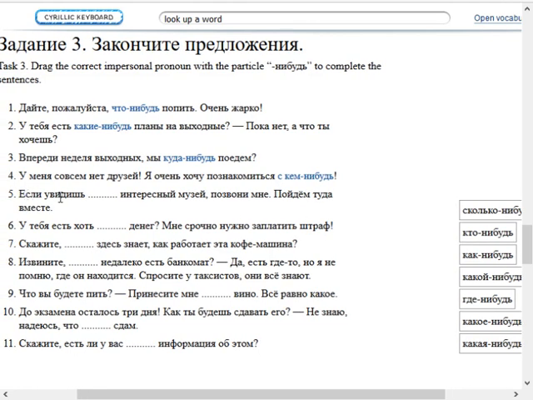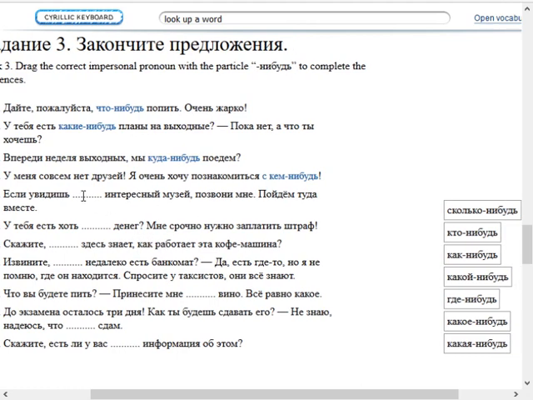Если увидишь какой-нибудь интересный музей, позвони мне. Пойдем туда вместе. So if you see an interesting museum, call me and we'll go there together. Since музей is masculine, it's какой-нибудь. If you see any kind of interesting museum, give me a call and we'll go there together.